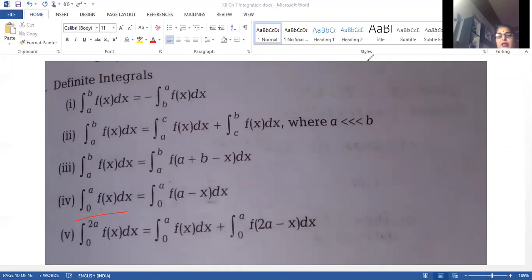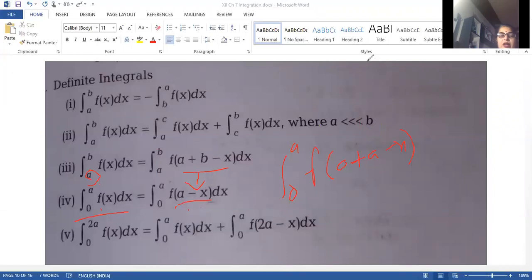The integral from 0 to a of f(x) dx can be written as f(a - x). Why? Because the integral from 0 to a of f(0 + a - x), and 0 + a - x is what? a - x only. This same property has an extension when a is equal to 0.